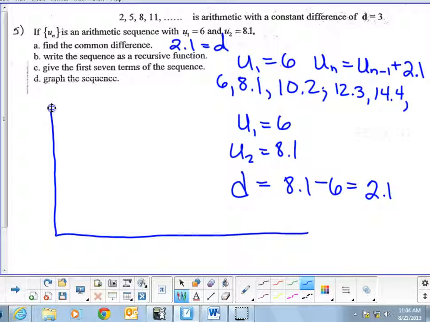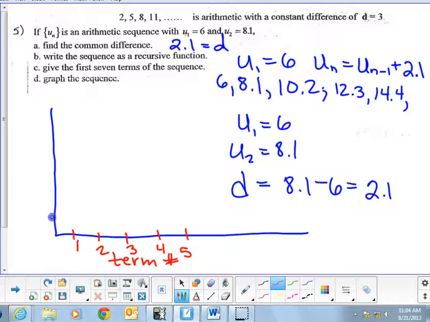Graph the first 7 terms. How does this go again? Can anybody remind me from yesterday? What goes across the bottom? The term number. So term 1, term 2, term 3, term 4, term 5. You don't have to do 7 terms to make me happy. I just want to know that you're getting the right shape and everything, okay?